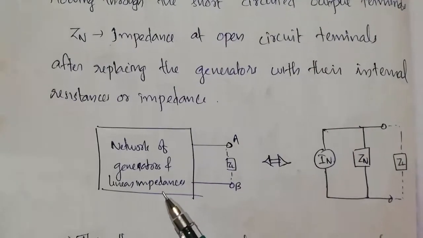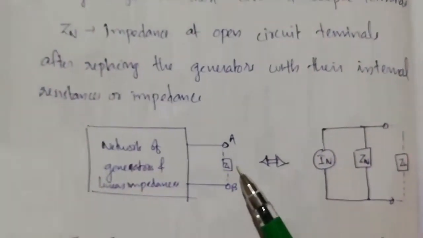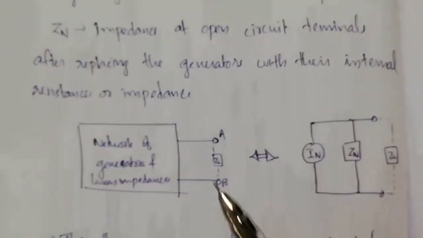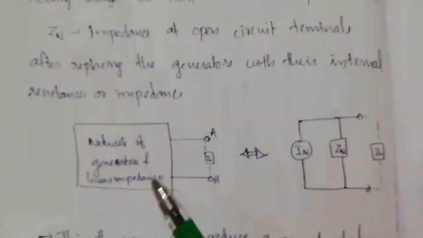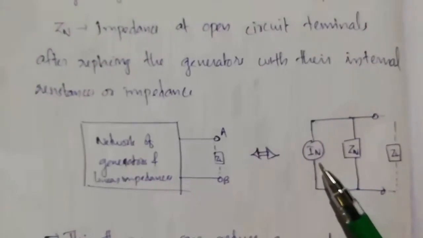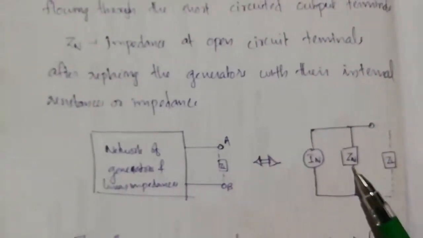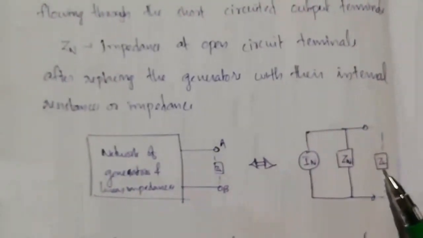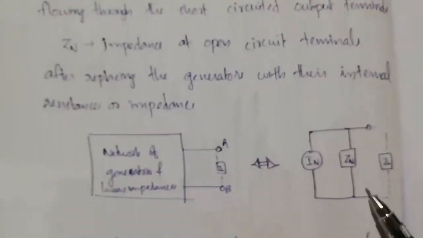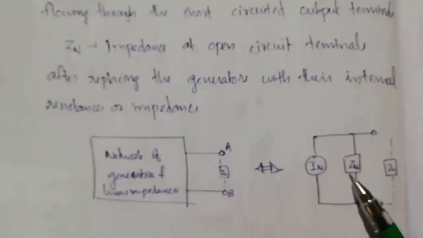That is, if we have a network of generators and linear impedances, and we also have a load resistance or impedance, now we can replace this circuit with a circuit having a Norton current with a parallel Norton impedance, and a load resistance or load impedance is connected here. Here we can open circuit and replace this circuit. This is the equivalent Norton circuit.